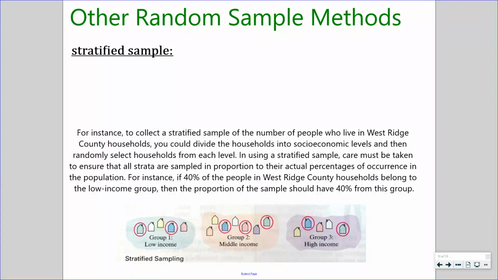Okay, I am in the 1.3 notes, picking up where we left off. We've been talking about sampling. We did our Beyonce activity with the simple random sample versus convenience sample.